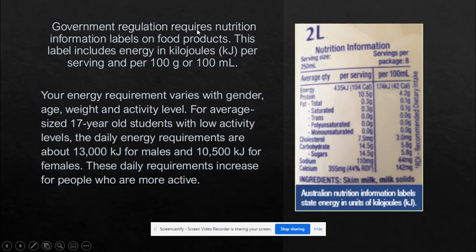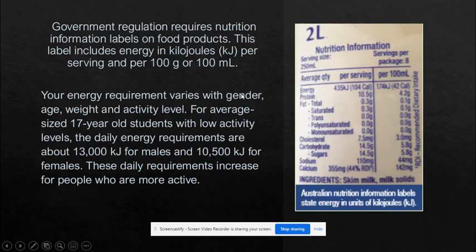So the government regulation requires nutrition information on labels, which I'm sure you've seen. And this label includes energy in kilojoules per serving or per 100 grams or 100 mils. So you see in this column here, it says per 100 mils. So always look at that column when you're looking at something.